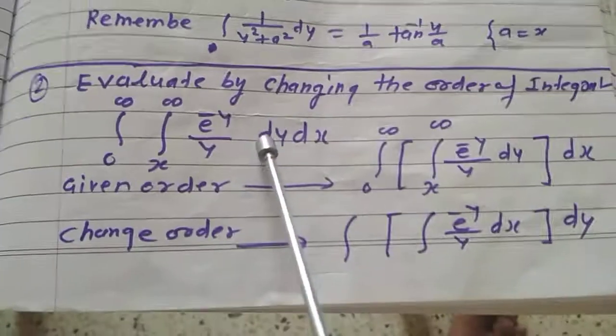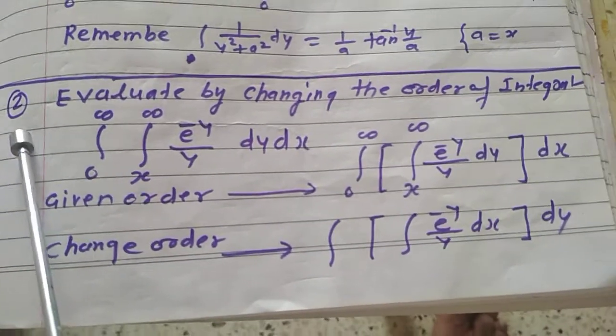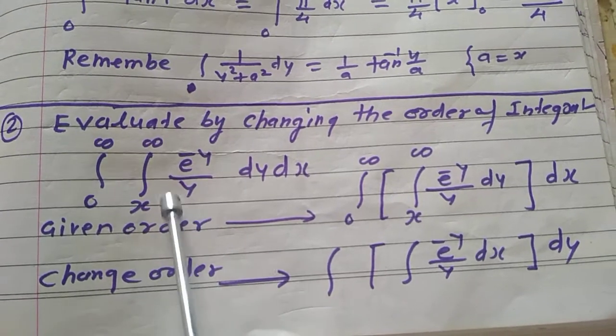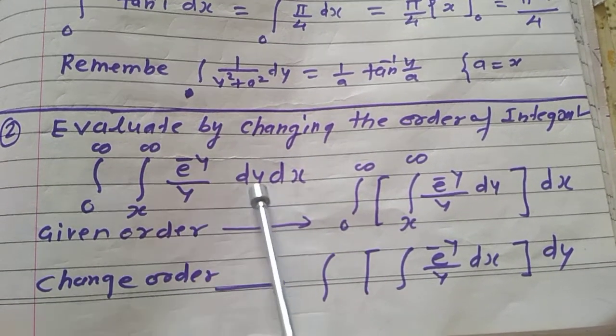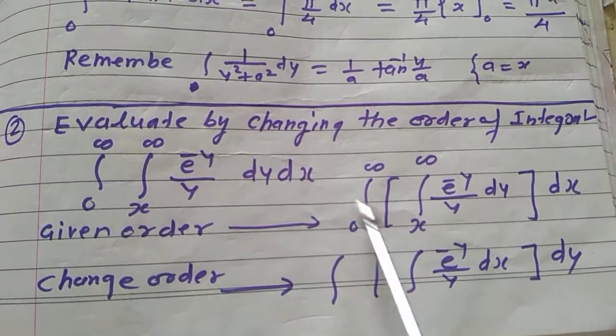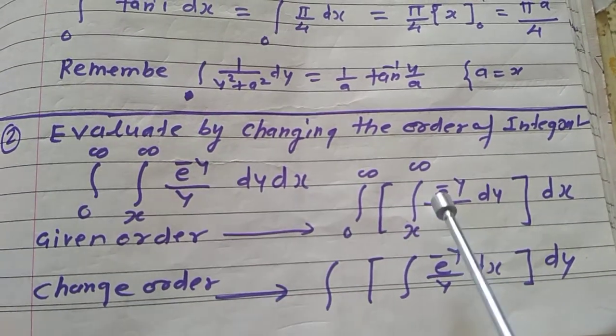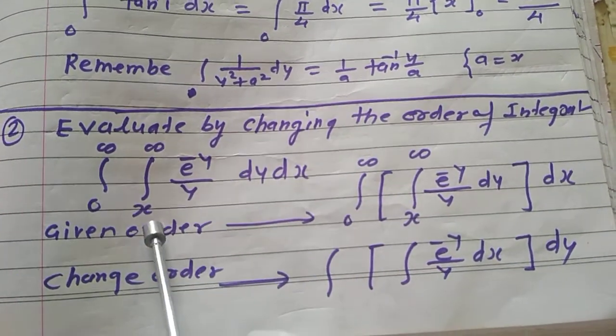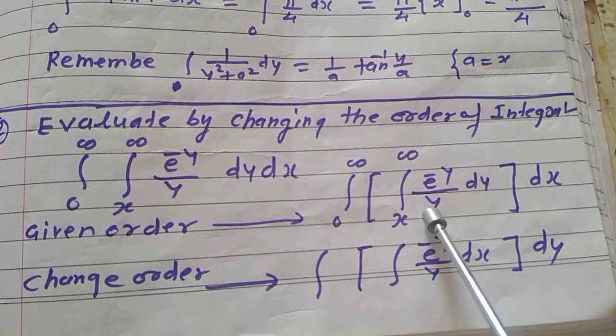Now second problem: evaluate by changing the order of integration, 0 to infinity, x to infinity, e raised to power minus y dy dx. What is the given order? Write down the same problem in brackets: 0 to infinity, x to infinity, e raised to power minus y.